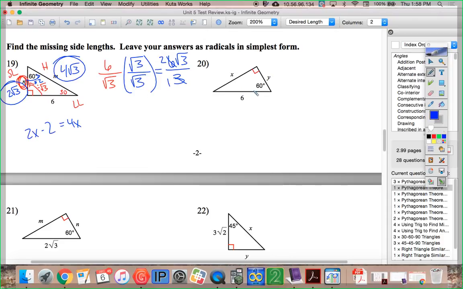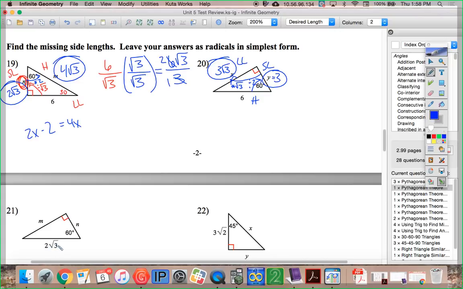This one's a little bit easier to get from the hypotenuse. Sorry, I should label these. Short leg, long leg. From the hypotenuse to the short leg, you're dividing by 2. So 6 divided by 2 is 3. Then to get to the long leg, you're multiplying by radical 3. So you get 3 radical 3 for x.